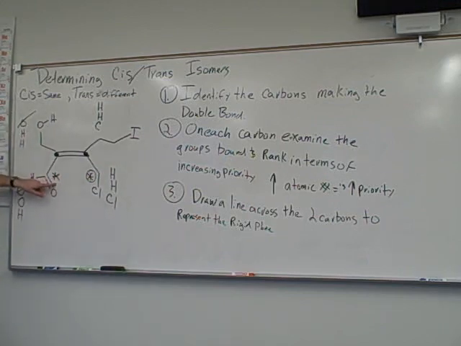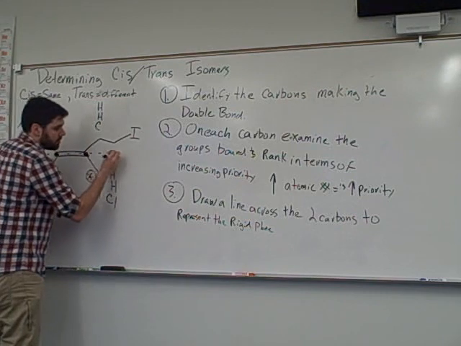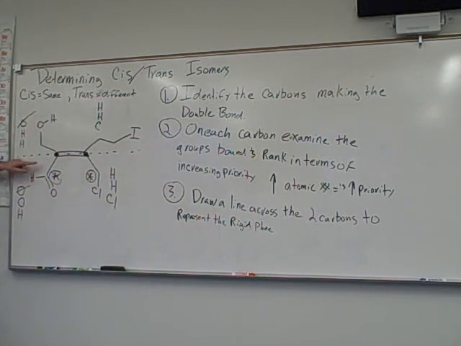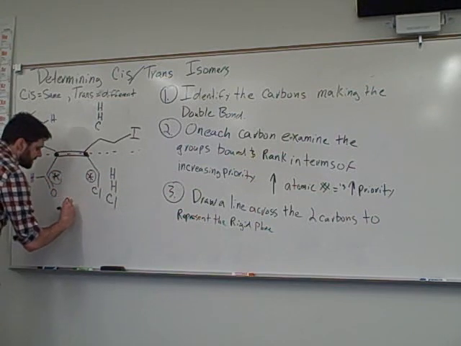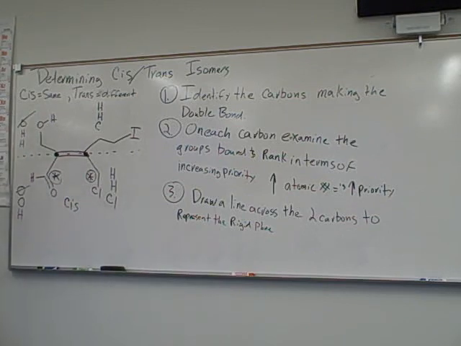which is this bottom one. So now that we've determined priority on both of our two carbons, we draw in our rigid plane, and we can make the assessment that our two groups of priority are on the same side of our rigid plane here. And in doing so, we can say that this is a cis alkene.